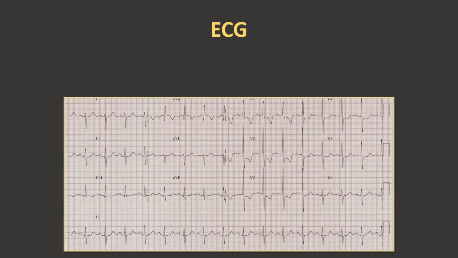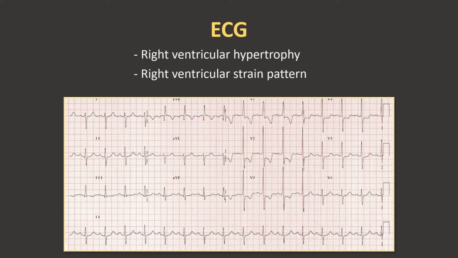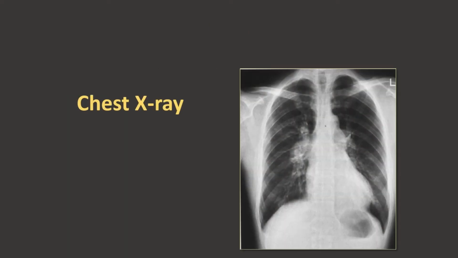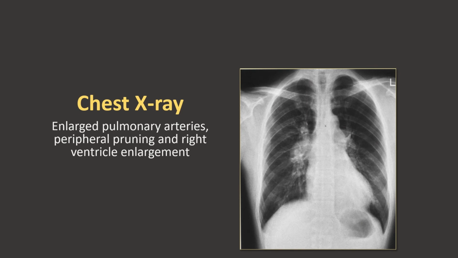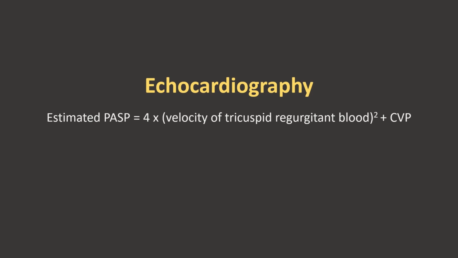Now coming to investigations, pulmonary hypertension is suspected if an ECG shows a right ventricular strain pattern, or a chest X-ray shows enlarged pulmonary arteries, peripheral pruning, and right ventricular enlargement. Doppler assessment of the tricuspid regurgitant jet by transthoracic echocardiography provides a non-invasive estimate of the pulmonary artery systolic pressure, which is equal to 4 times the square of the tricuspid regurgitant velocity. Echocardiography also assesses right heart functional status.